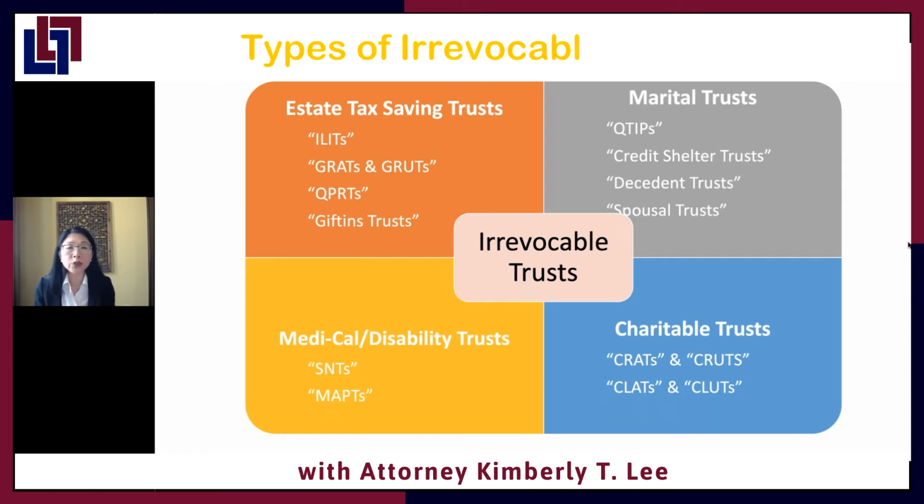On the right-hand side, in the gray box, are the marital trusts. It's divided into QTIP, which is a Qualified Terminable Interest Trust, and also credit shelter trust, decedent's trust, and spousal trust. These are set up typically in a joint trust situation so that when the first spouse passes away, we may want to preserve certain assets to make sure they're protected against creditors. That's why we would structure a marital trust inside of a joint trust structure. If you look at the blue box below, you will see the charitable trusts. These are for the clients who have charitable intents.